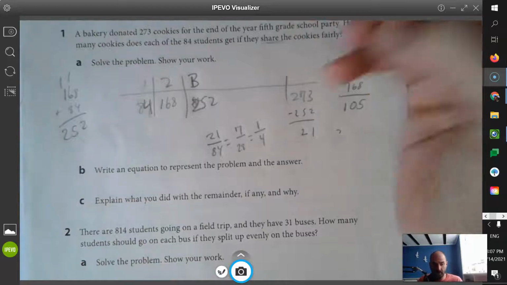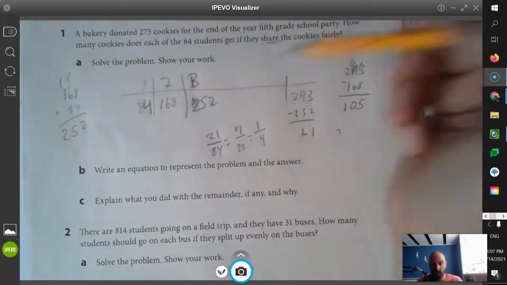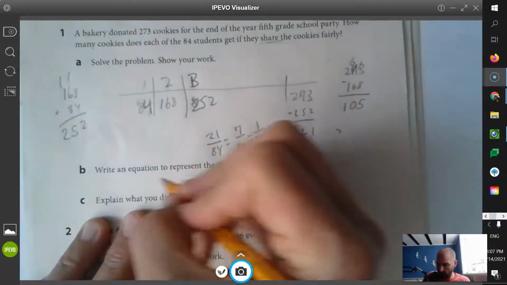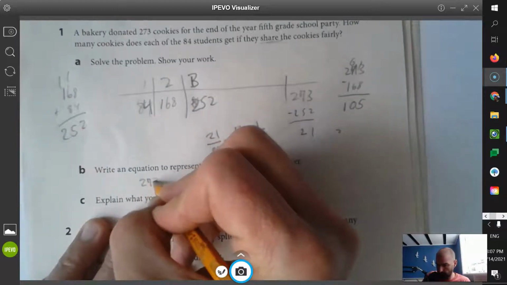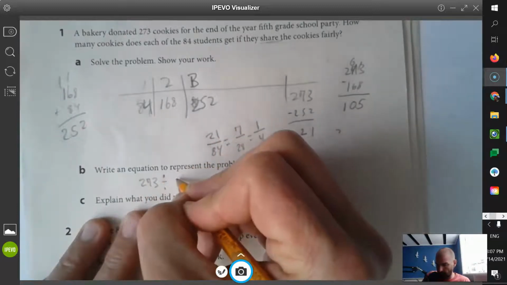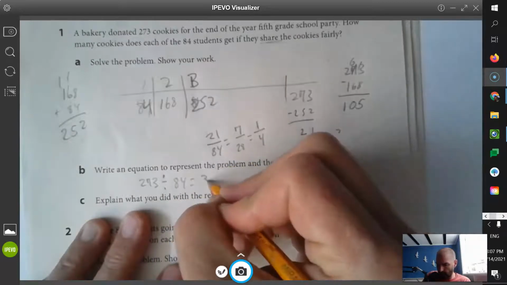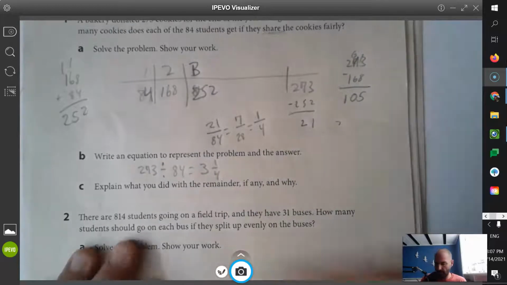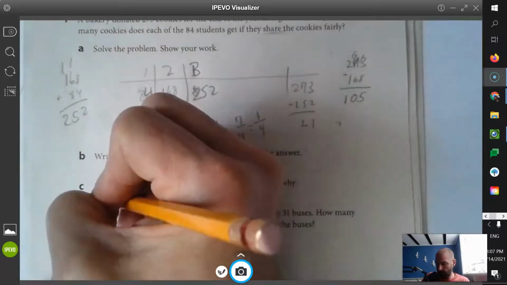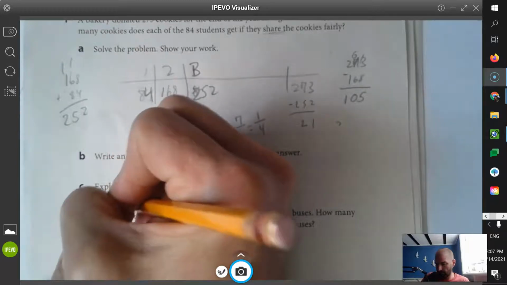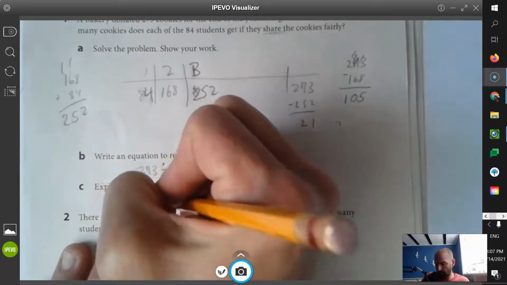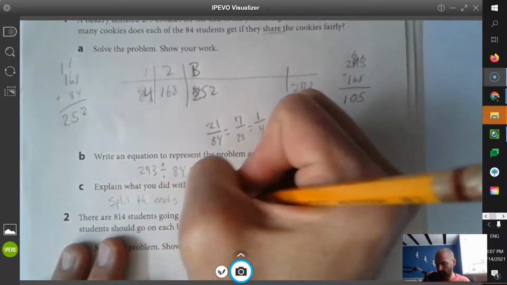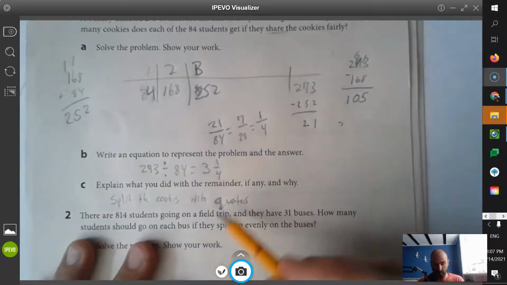Write an equation to represent the problem and the answer. So my equation is 273 divided by 84 equals 3 1/4. All right, cool. Explain what you did with the remainder and why. I split the cookies into quarters. I don't know if I'd actually do that, though. I might just take those 21 and sell them. I don't know. Or maybe give them to the teachers. That'd be nice. It's a 5th grade party.